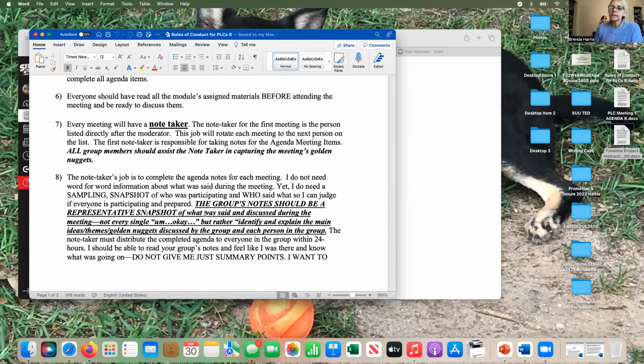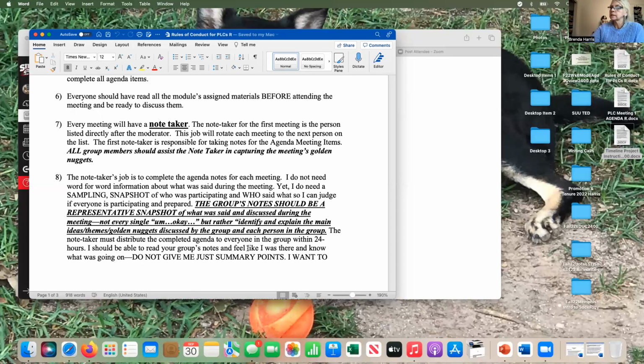What I want to see on the notes, though, is a representative snapshot of what was said and discussed during the meeting. I don't need every single play-by-play, not word for word, but I need some pretty precise snapshots of what you talked about, who said what. Just give me a sample of what people are saying, and I'll show you some notes that show that.